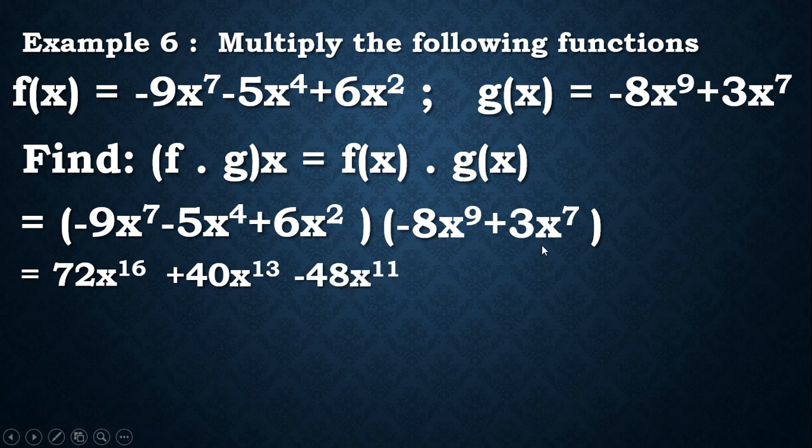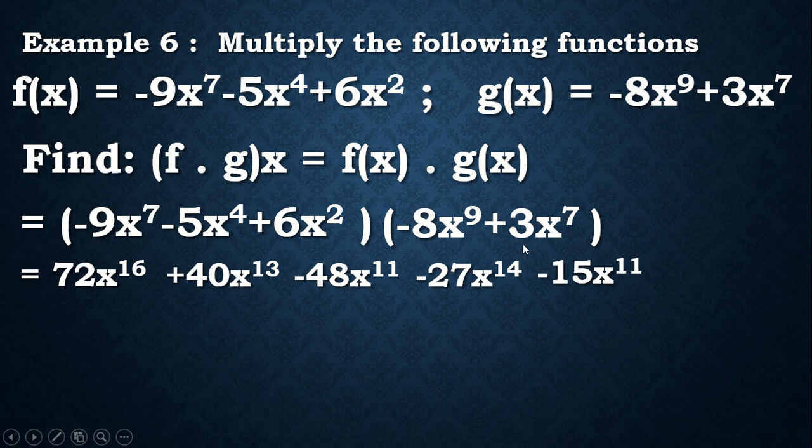Next step, you have to multiply this 3x to the 7 to negative 9x to the 7. 3 times 9, 27. Positive times negative, negative. 7 plus 7, that is 14. So we have negative 27x to the 14. And then 3x to the 7 times negative 5x to the 4th. 3 times 5, 15. Positive times negative, negative. 7 plus 4, that is 11. So we have minus 15x to the 11.